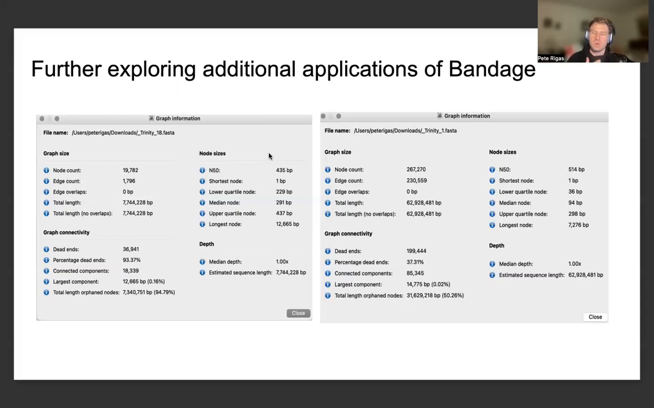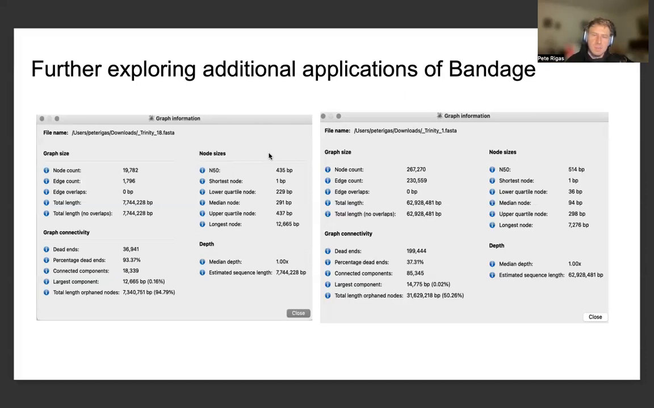Whenever we're constructing a graph from the transcriptome assembly FASTA files, we can look at the node count as well as the edge count, how many edges overlap, as well as the total length in base pairs of the overall number of sequences contained in the FASTA file. In the first case, on the left-hand side of the slide, we have almost 20,000 nodes for one of the examples, around 1,800 edges, no overlap in the edges, and a total length of approximately 7.5 million base pairs.